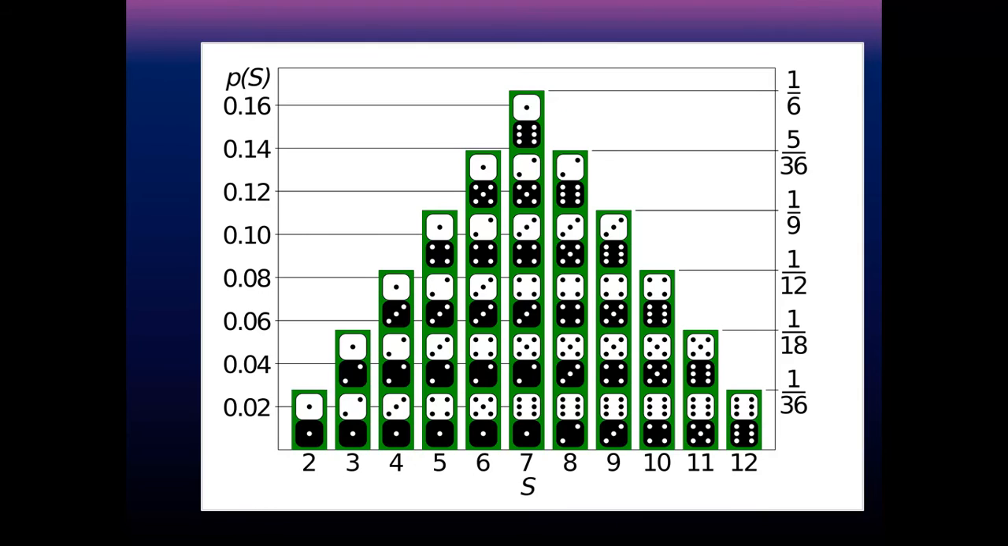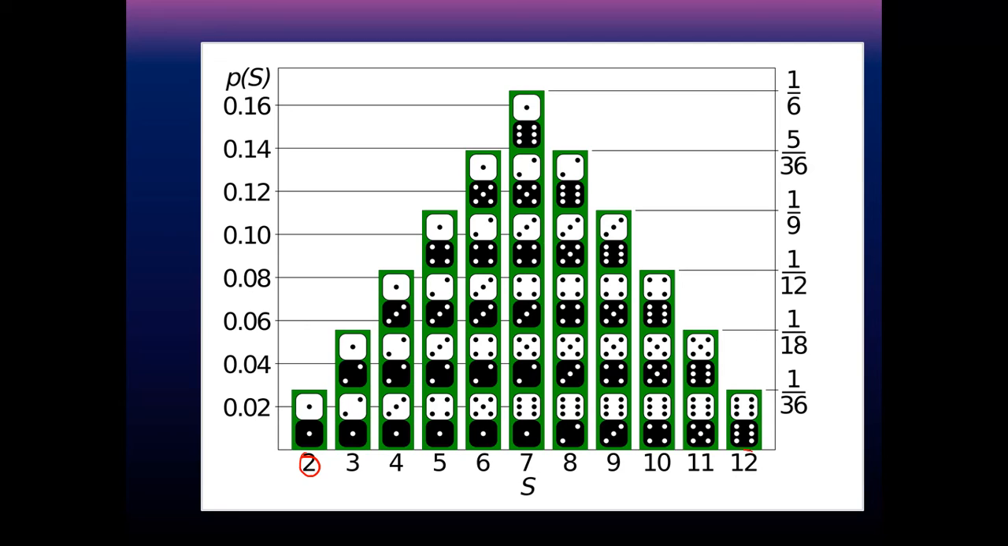Now, if you were to plot this out, all the possible sums: the lowest sum you can get is a 2, because 1 and 1 will give you a 2. You can't get a 1. How are you going to get a 1, unless a dot is missing or something like that? So the lowest possible sum is a 2.